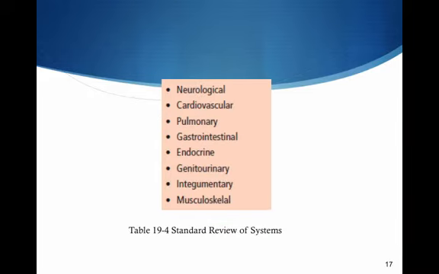Standard review of systems, and this is what we did in the assessment, head, ears, eyes, nose, and throat, but should be neurological, cardiovascular, pulmonary, gastrointestinal, endocrine, genital urinary. Are you making any urine? I would do this in the pelvis section, and integument, which would be skin, and musculoskeletal.